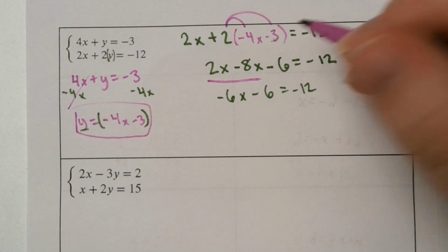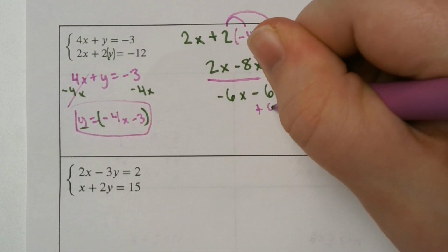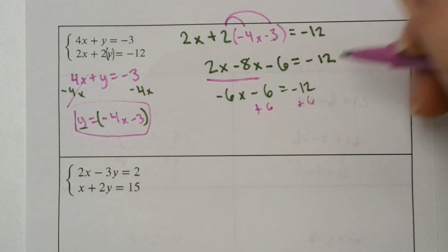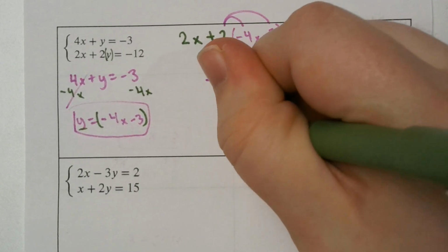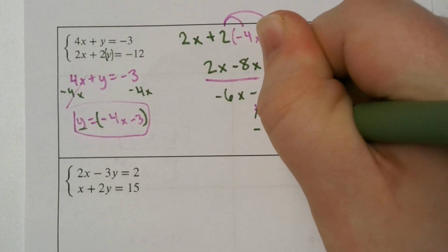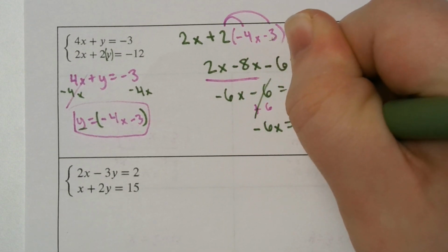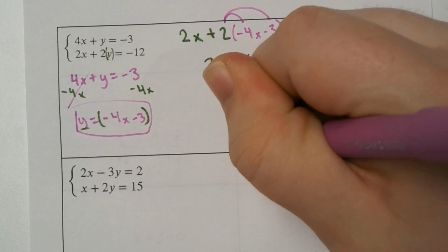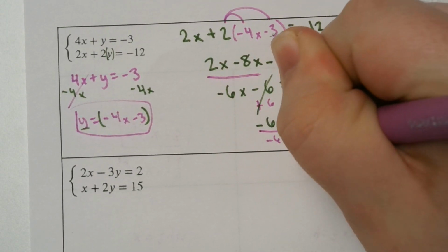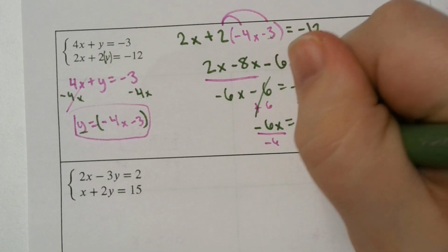Okay, now we have a two-step equation. You got it. We add 6 first to get rid of that negative 6. We get negative 6x equals negative 6. And then we divide. We get x equals 1.